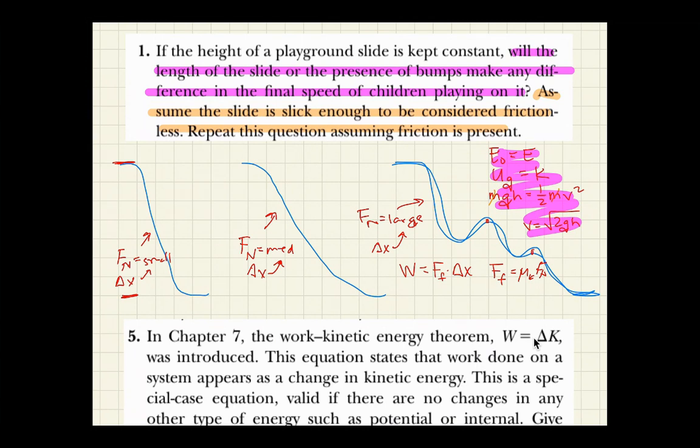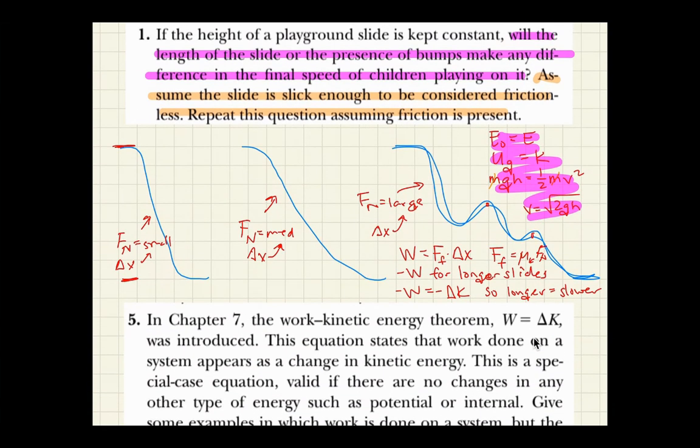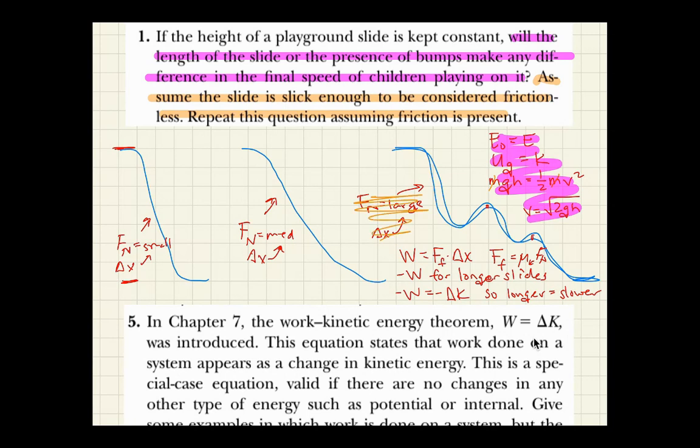So in this case, there's going to be lots of negative work for longer slides. Negative work means negative change in kinetic energy. So longer equals slower. In other words, when there is friction, the length of the slide and bumps matter. When there's no friction, they don't matter. Color code that too. Oh, that's not right.